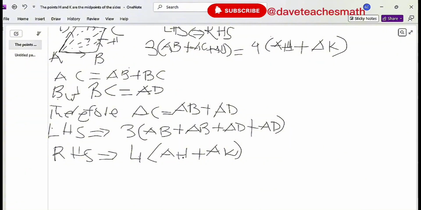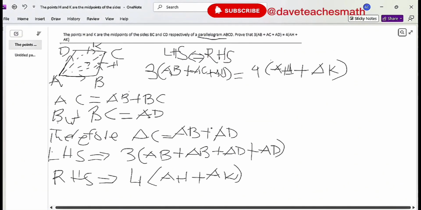So we are going to express AH and AK in a form that will look something like what we have on the left hand side. On the left hand side, we have ABs and ADs only. So it is best we express AK and AH in the form of AB and AD. Okay, so now let's look at AH.